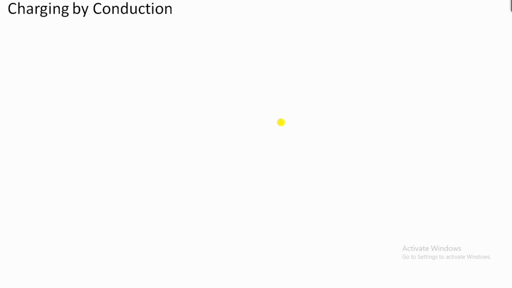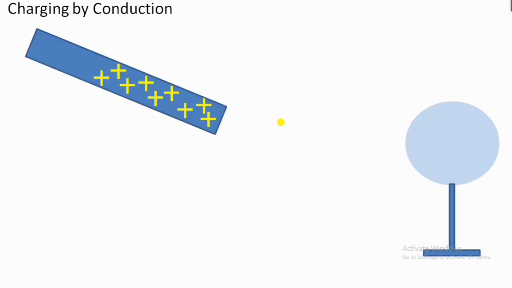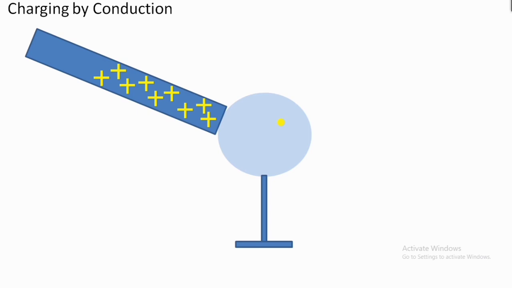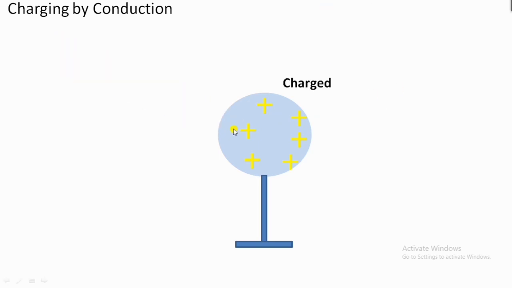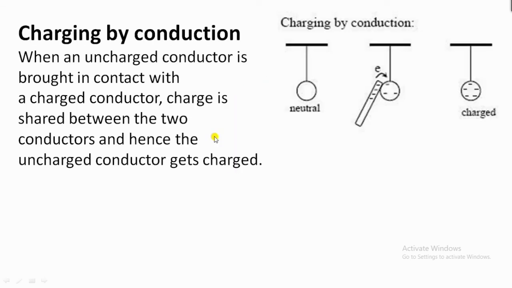Third method is charging by conduction. Now we take a metal sphere, we take a charged rod, we keep them in contact and positive charge moves to the sphere, and when we remove the glass rod, this sphere gets positively charged. So this is charging by conduction. You can pause the video and copy the notes.